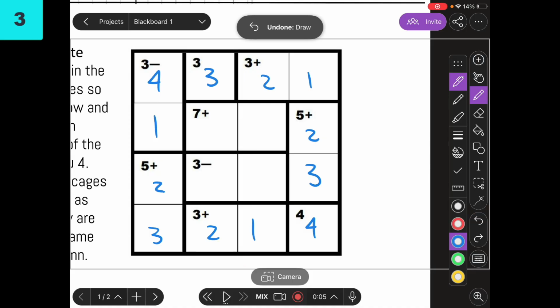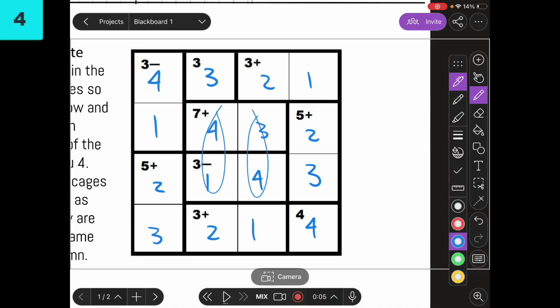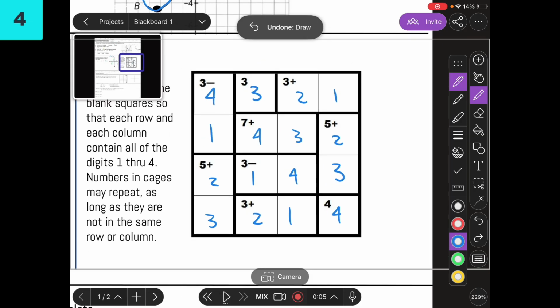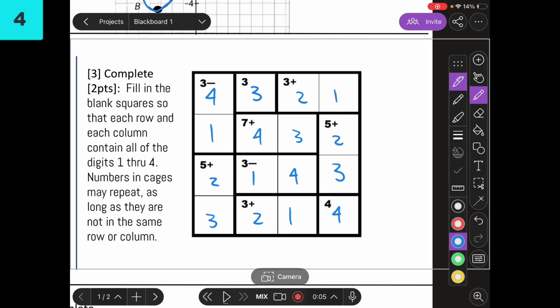And then let's figure out what happens here. I want to use 4 and 1. Put 4 here, 1 here to avoid repetition. And then lastly, maybe put 4 and 3 because I want to avoid repetition of 4 and repetition of 3. And that should be my answer. You can double check, but I think that's right.